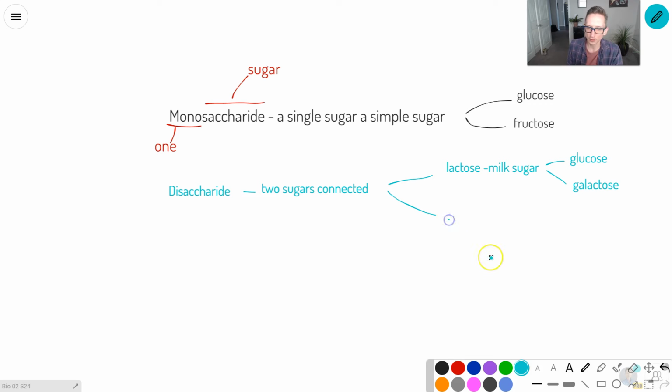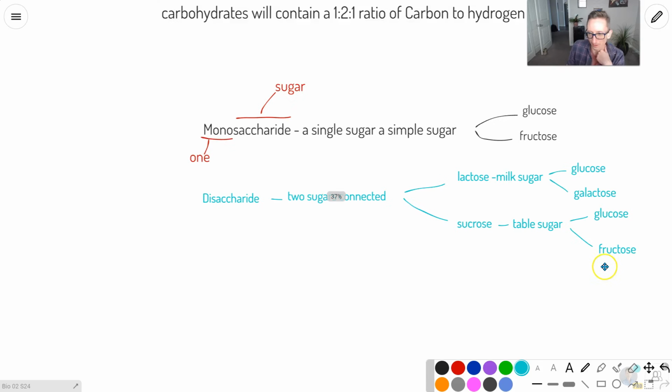And then another example of this is sucrose. Another disaccharide is sucrose, which is table sugar. If you go into your kitchen and get sugar, it's almost certainly sucrose, and this is made out of glucose and fructose. These different types of sugars just have slightly different structures. I don't necessarily care that you know what those are, but they're just slightly different little sugars.